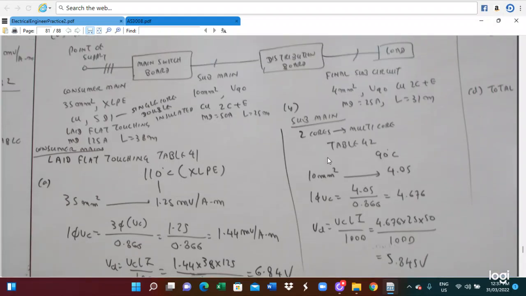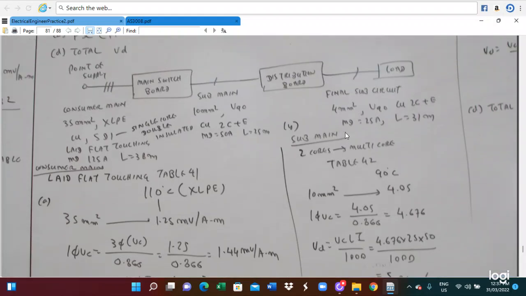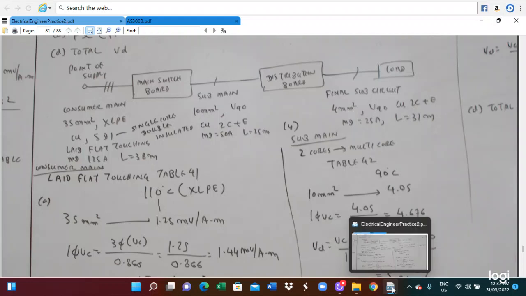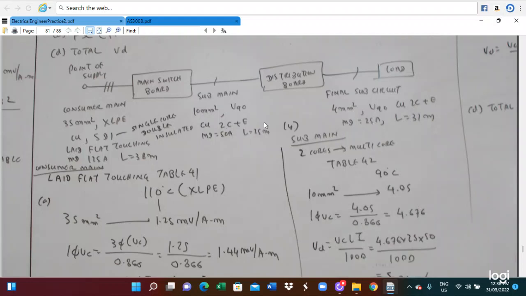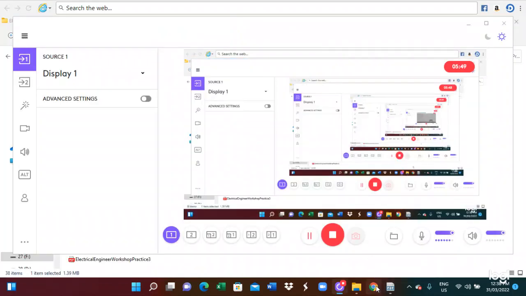volt. Similarly, we also have to do it for the sub-main, because the sub-main is a multi-core cable. So this is for the 2-core. This is a multi-core cable, so for the multi-core we utilize table 42. So this is table 42 used here. So the 10 millimeter square, V90, 90 degree centigrade.